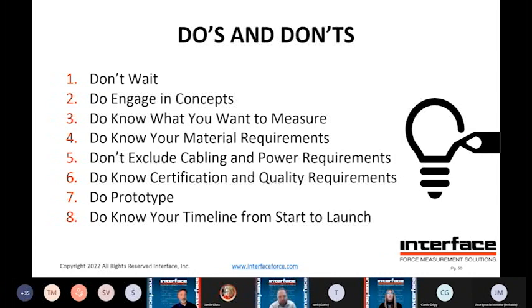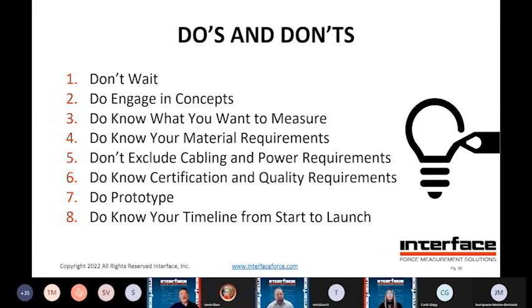Do know your material requirements. Once again, one of the most important upfront items to be covered. In our MPI process, we're asking those questions on the front end. Do not exclude cabling and power requirements. That's a good one. We do manufacture our cables in-house, and power requirements too. So we are capable of supporting you on all of that, especially with our customization abilities.